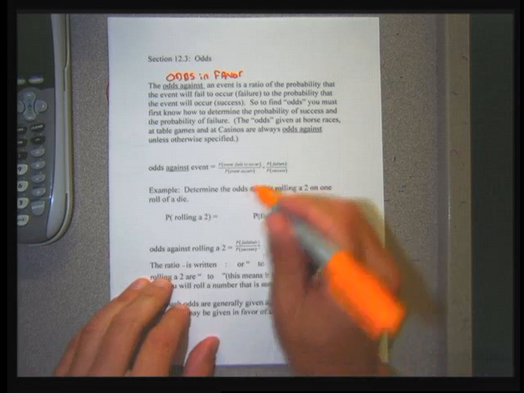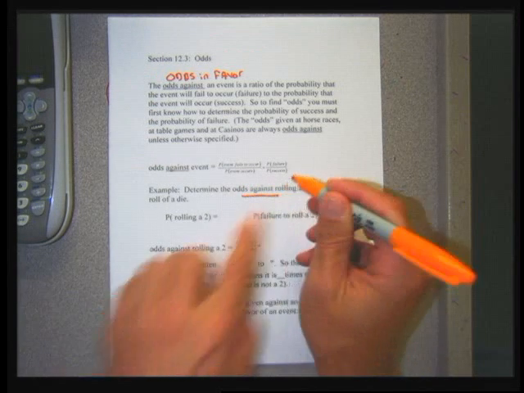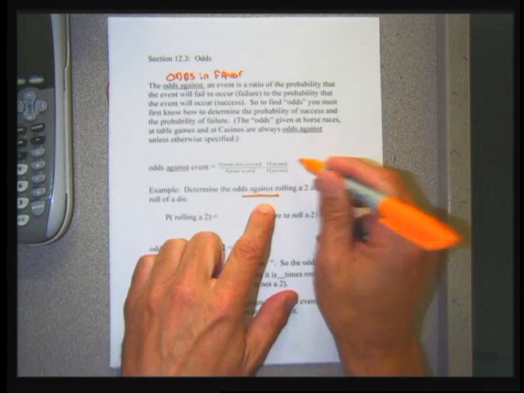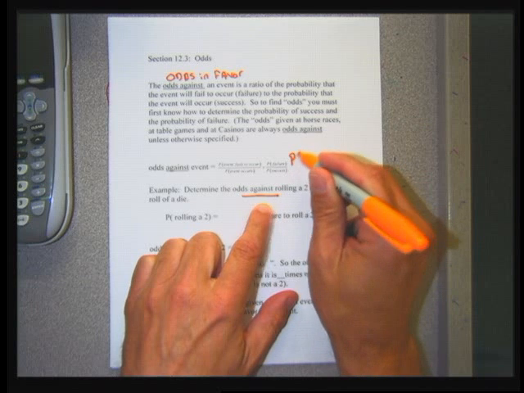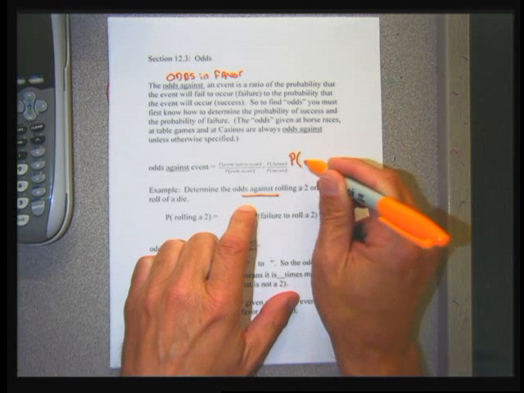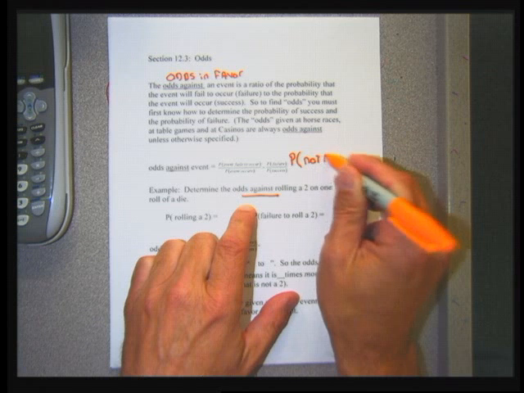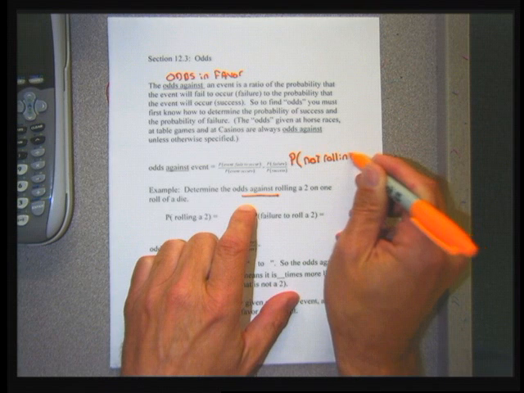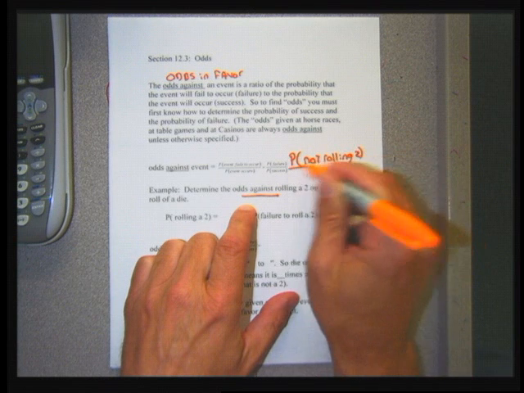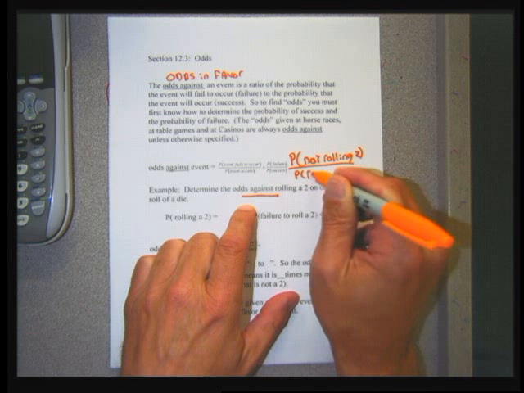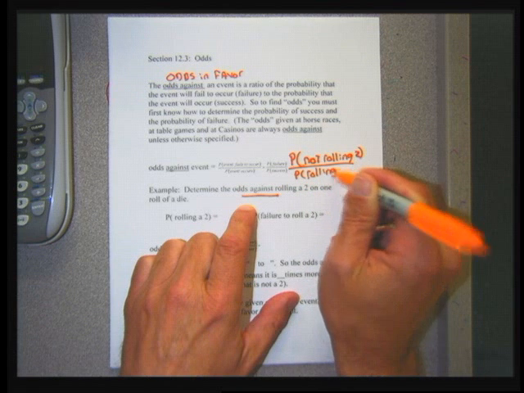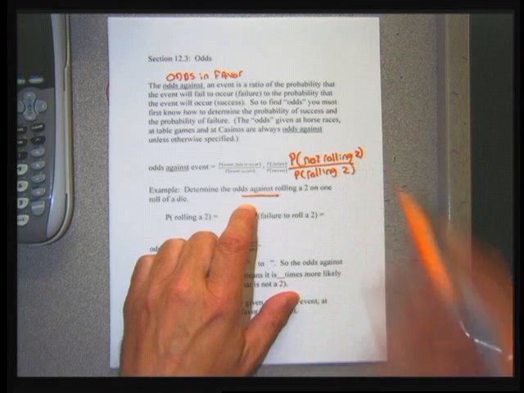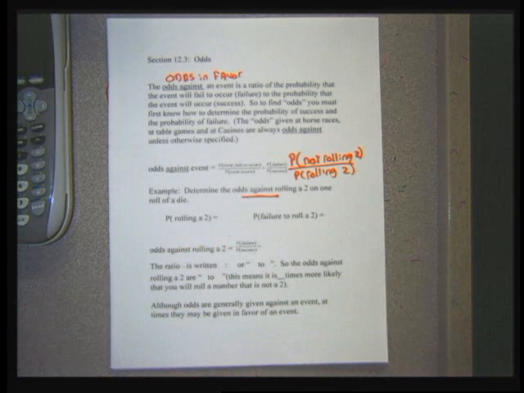a 2. So to do odds against, it's the probability of the event not happening. So the odds against rolling a 2 are going to be the probability of failing to roll a 2, or not rolling a 2, divided by the probability of actually rolling a 2. So the odds against something are the probability of it not happening divided by the probability of it happening. I'm going back to rolling a die because that's an easy experiment to visualize.